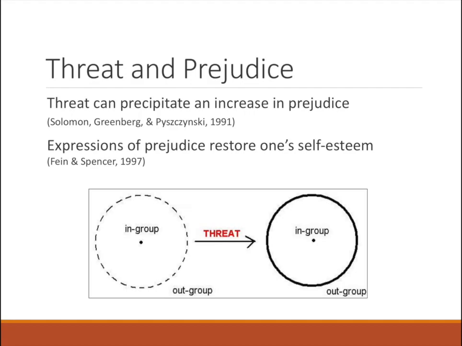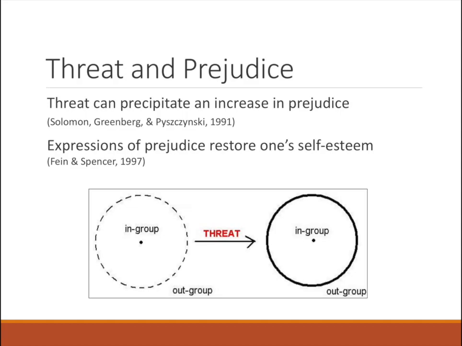So we do know, for example, that threat in any of these ways can precipitate an increase in prejudice. A boundary between the in-group and out-group that might otherwise be somewhat porous, and might allow people to transfer from one group to the other through, for example, immigration, starts to get strengthened, and so the psychological boundary becomes much more firm. And this is related to research that again speaks to self-esteem and social identity theory that shows that once people express prejudice, the actual process of expressing prejudice can potentially restore people's self-esteem.